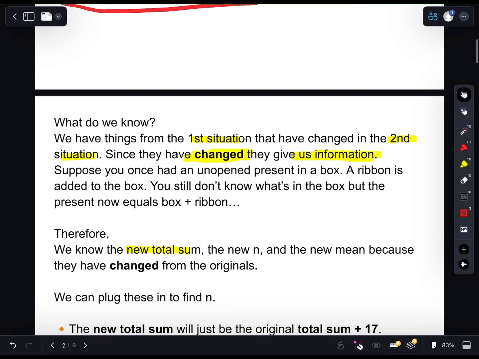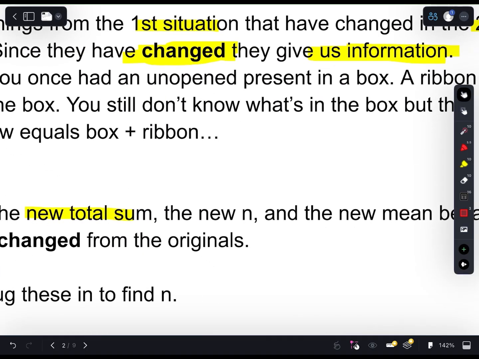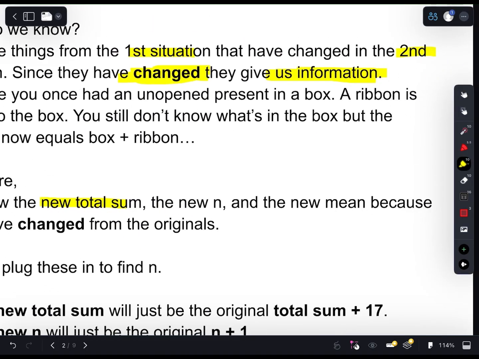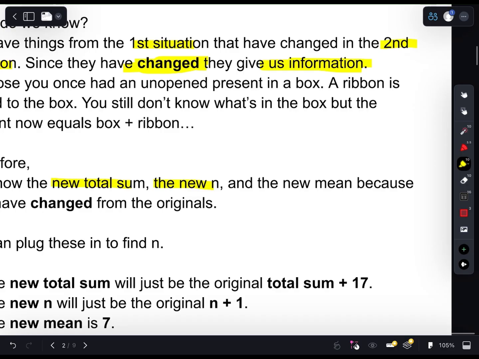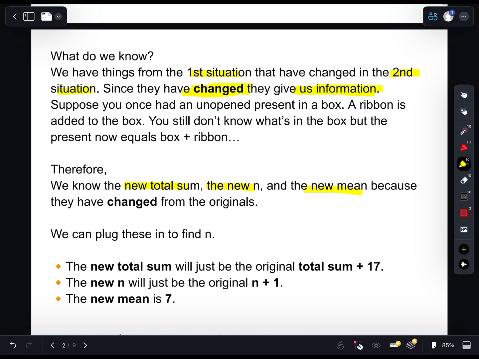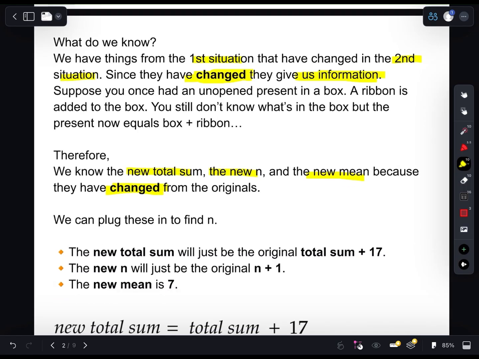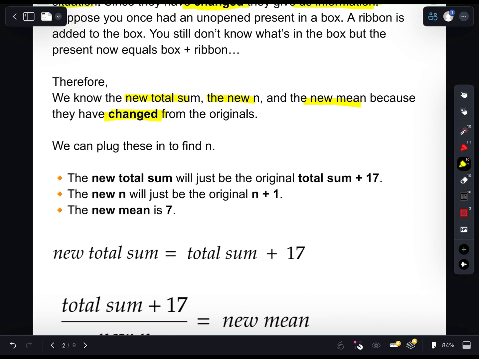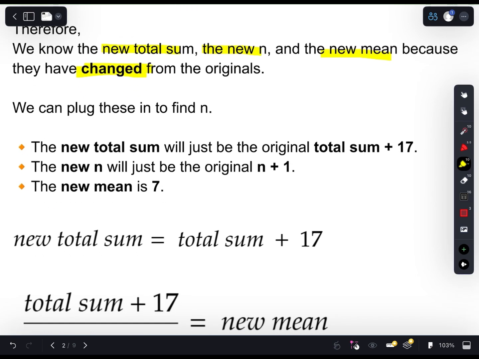So we actually do know the new total sum, and we know the new n, the new number of numbers, and we know the new mean because they gave it to us. But the main thing is we know what they are because they have changed from the original values. And that means we can plug in these new things to find n. So let me just recap some things here.